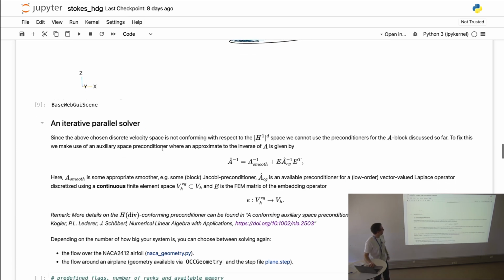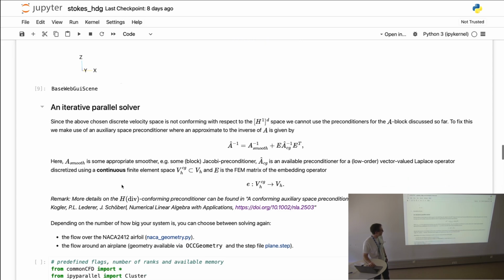You can also do a parallel solve for the H-div conforming method. The problem now is that we don't have an H1 conforming space, so we somehow have to be able to use the solvers, for example by PETSc, which are just available for the H1 space. The main idea here is that we use a so-called auxiliary space preconditioning. A lot of this was also done by Lukas.